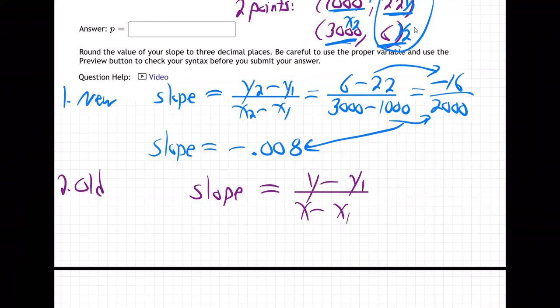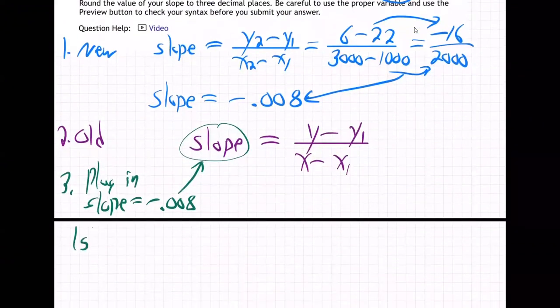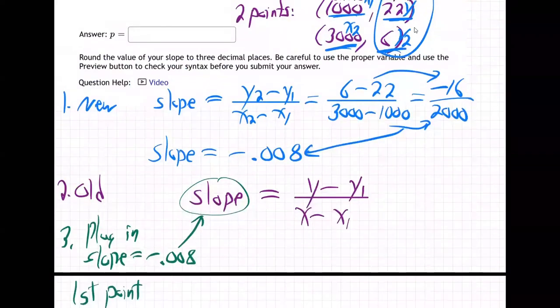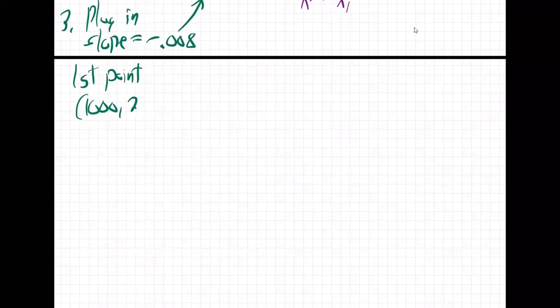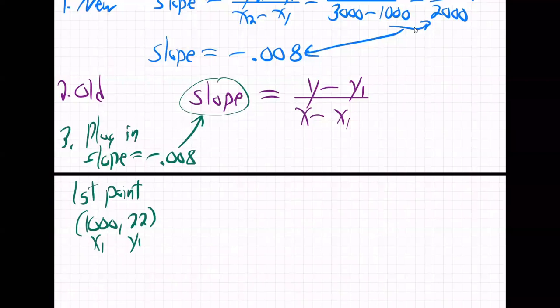All right. So then let's grab this slope. Now we write the old slope formula and then we plug the stuff in. Step three, plug in the slope, which is equal to negative 0.008, on the left side for slope. And then the first point. You can do the first point or the second point. It doesn't really matter. It'll work either way. I know that probably doesn't sound like it's true, but it is. So the first point is 1,000 comma 22. Remember that was the x1, y1. So the 1,000 goes there because that's x1, and the 22 goes there because that's y1.